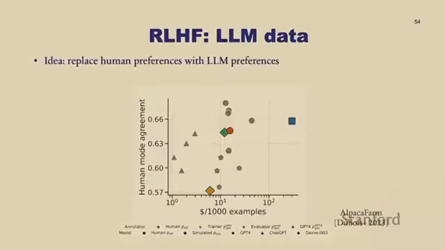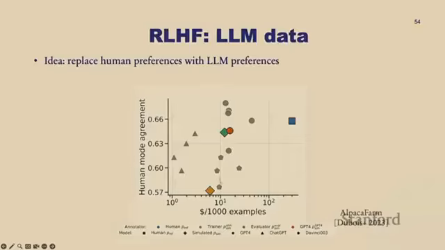So what we did also last year is, again, the same thing as Alpaca, just the idea of, well, there are challenges with humans. Maybe we can just replace them with LLMs. So what we did is simply replace human preference with LLM preferences.